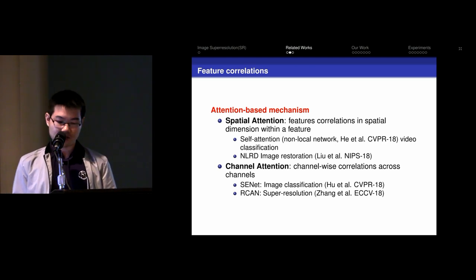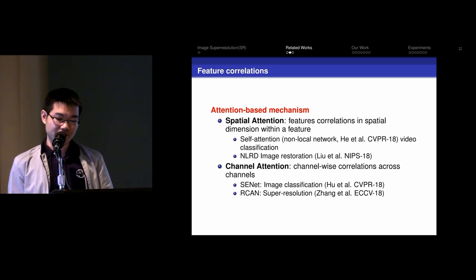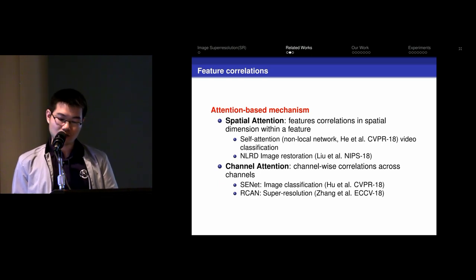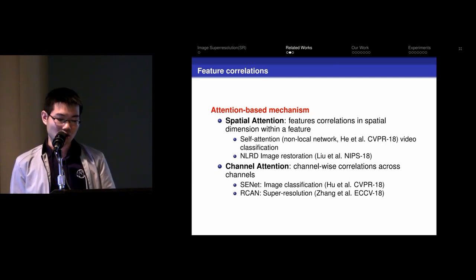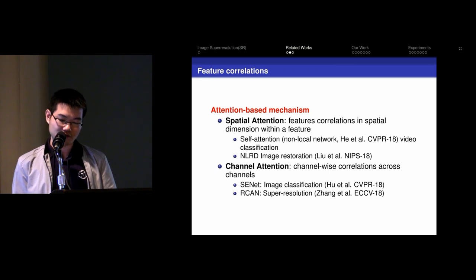In fact, there exist some works using feature correlations for high-level tasks such as image and video classification. They are usually called attention-based methods in the computer vision community. They can be roughly divided into two types, spatial attention and channel attention. Spatial attention methods usually explore feature correlations in spatial dimensions within features. Typical methods are self-attention or non-local neural networks.